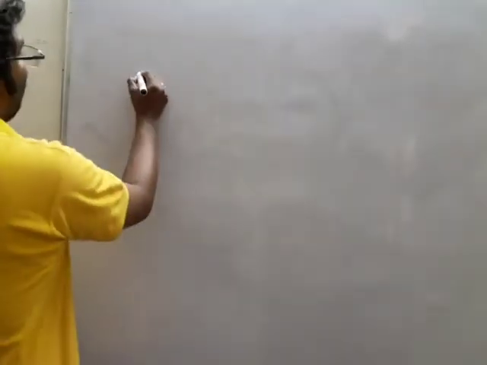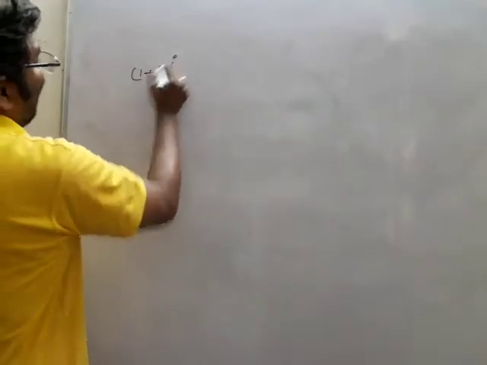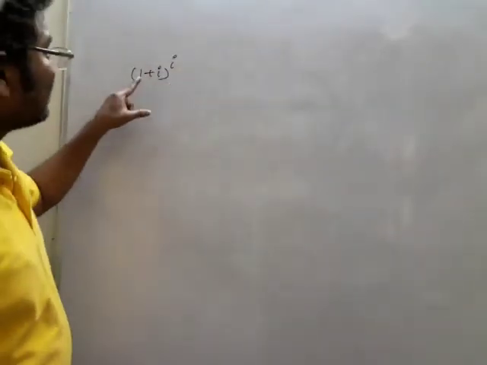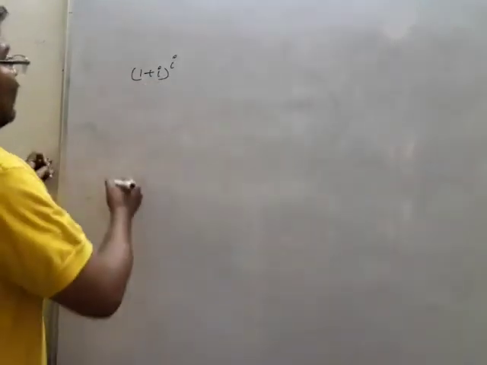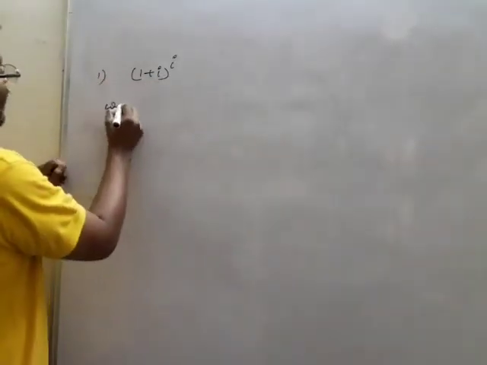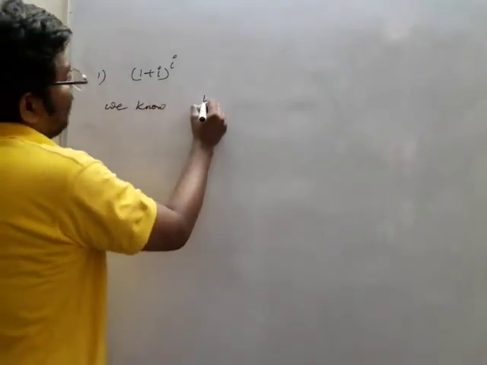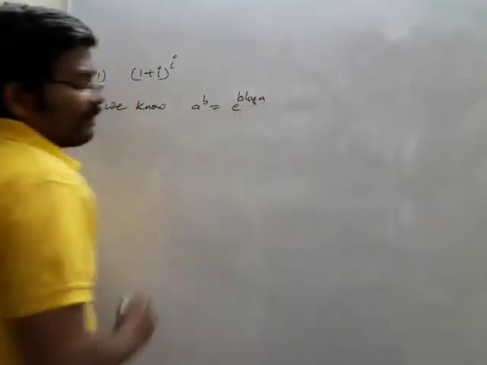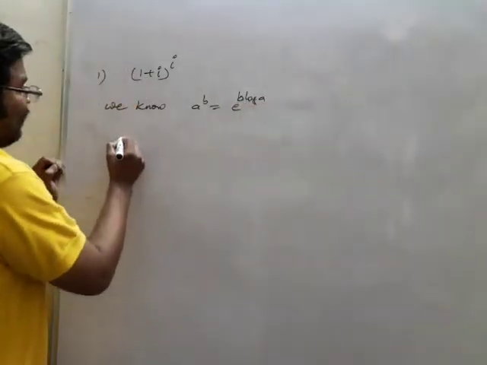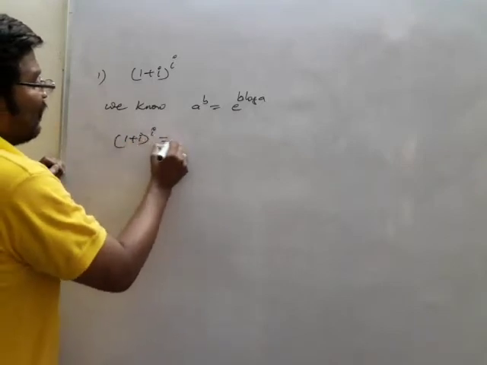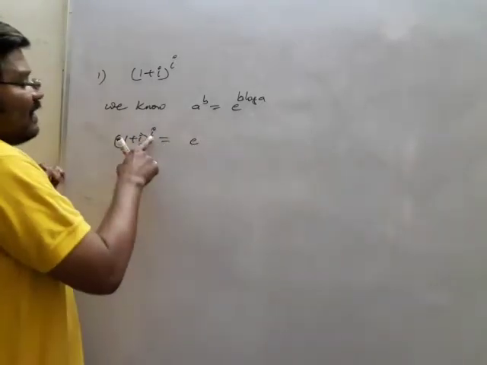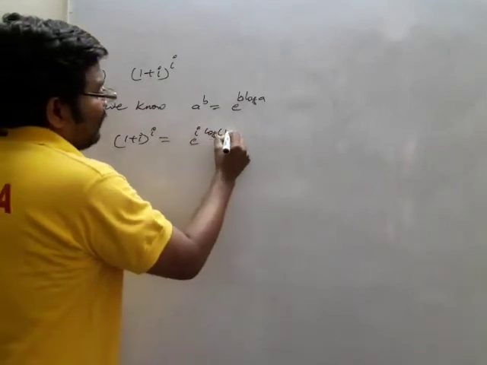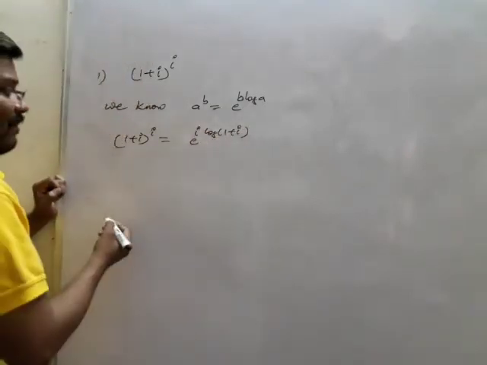Again we can do many more problems in this manner, and you can go through many more problems. One more problem we'll do: 1 plus i whole power i. Again this is a complex number. Now according to the formula, we know that a power b is equal to e power b log a. So 1 plus i whole power i is equal to e power i log of 1 plus i. Now we'll try to find log of 1 plus i.